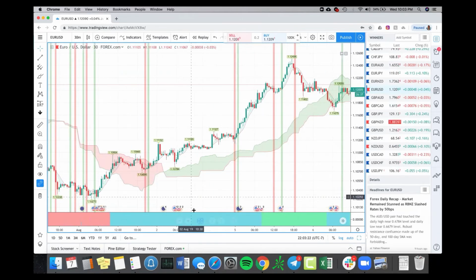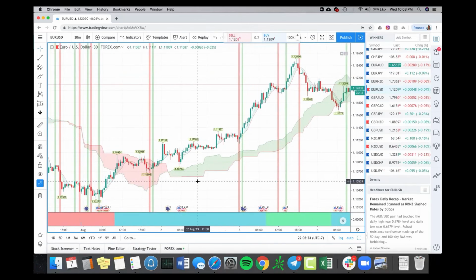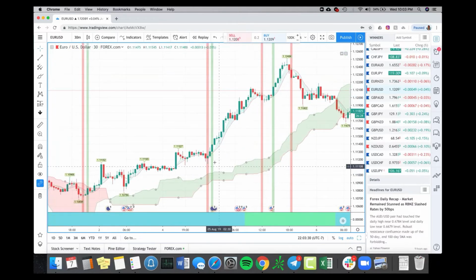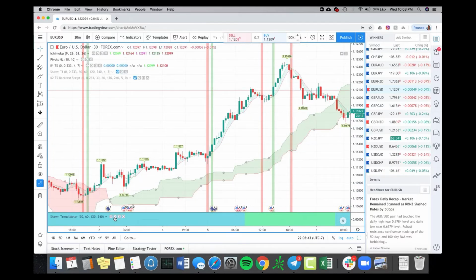But in this case, it's above the cloud, but it's probably not above the cloud on the 4 hours or something like that, so you wouldn't take that at that point. Yeah, exactly, that's why I wouldn't. Well, you could take it if you're feeling risky, because you're trading on the 30-minute. You could have just followed, if you didn't want to follow the trend meter down here.